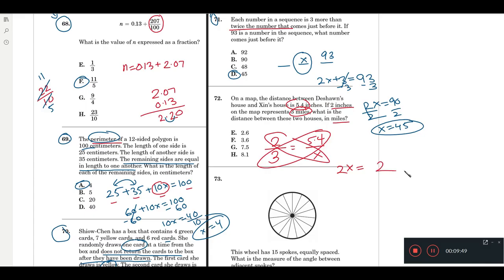2x is equal to 16.2. And then when you divide by 2, you get x equals 8.1. That's it.